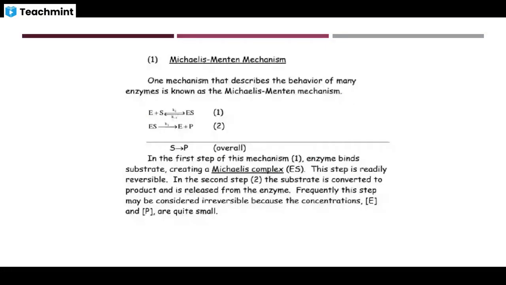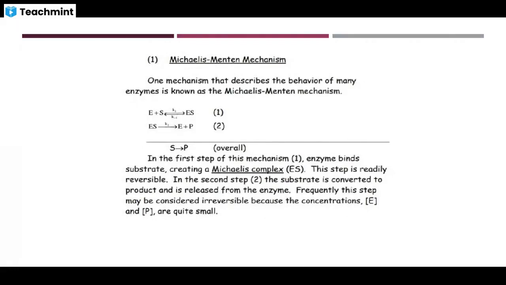So the most important mechanism: the Michaelis-Menten mechanism. One mechanism that describes the behavior of many enzymes is known as the Michaelis-Menten mechanism. Here E is the enzyme concentration, S is the substrate concentration, k1 is forward and k minus 1 is reverse, to form ES, the enzyme-substrate complex. The complex decomposes, giving the enzyme back and giving the product P.